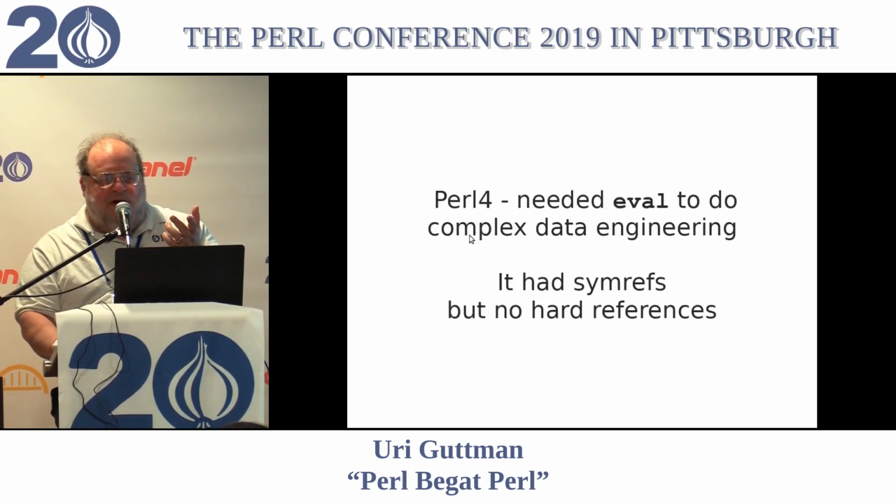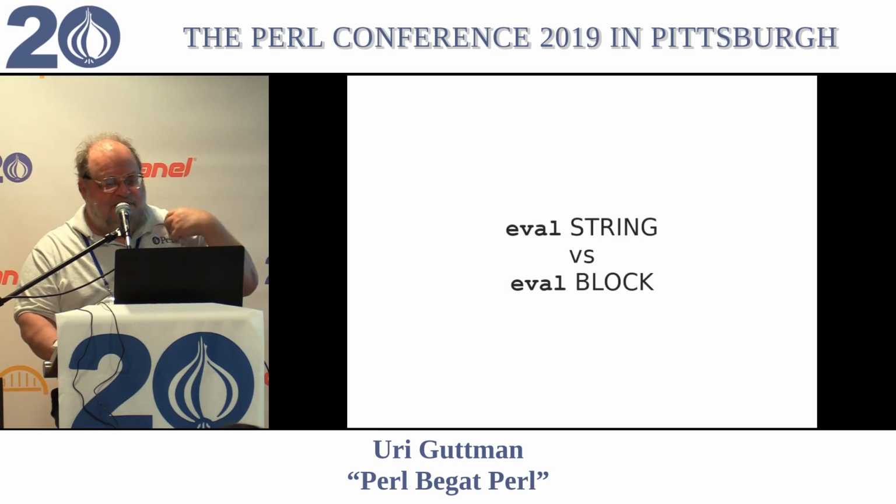Okay, so Perl 4 needed eval to do some complex data engineering. It had symbolic references, but it did not have hard references. So building up nested structures was very difficult. I wrote a Perl 4 project that did a data tree in a single array using symrefs and eval and all kinds of nasty stuff.